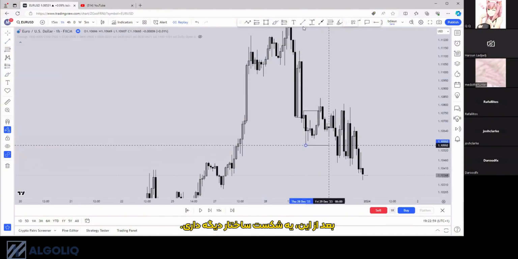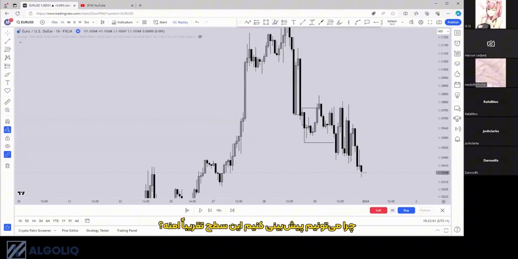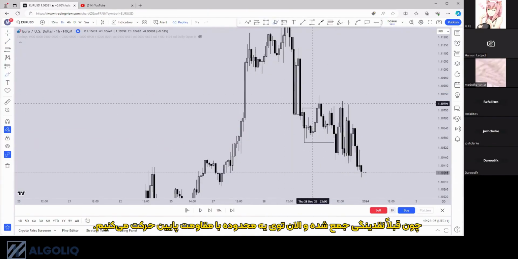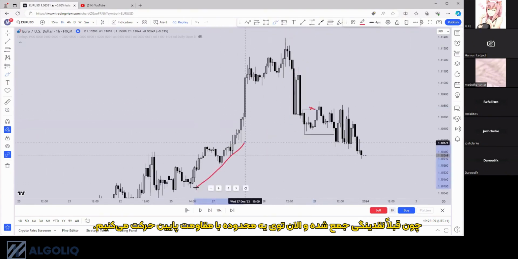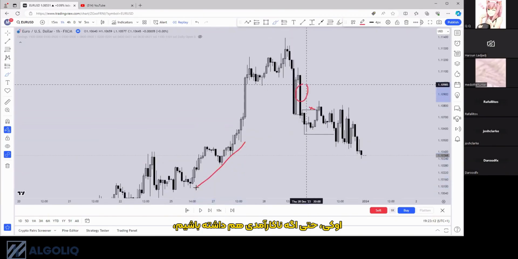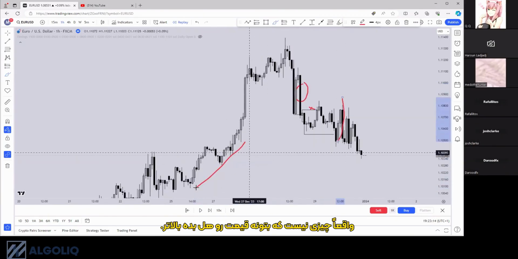After this, you had a break of structure. Why can we anticipate that this high is pretty much safe? Because we had a liquidity grab before, and we are moving in a low resistance range. Even though we have inefficiency, there's really nothing that can push price higher.